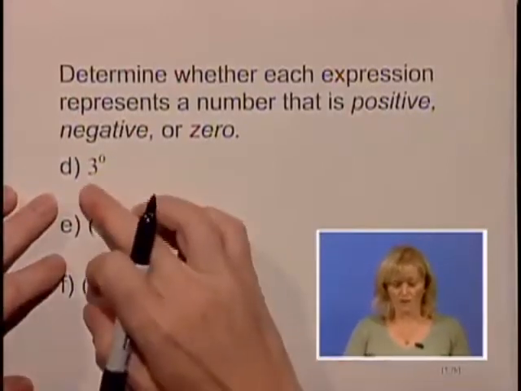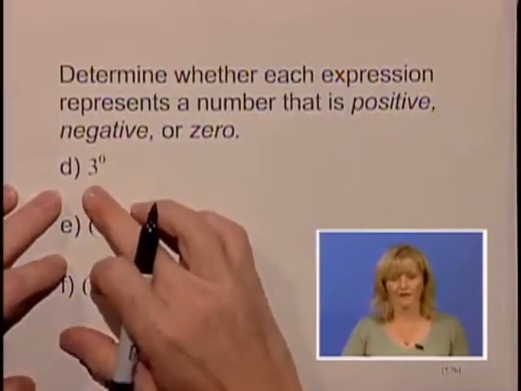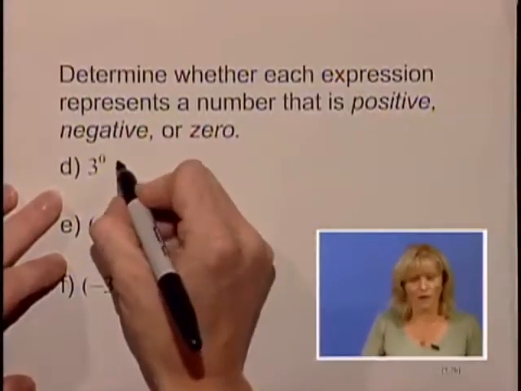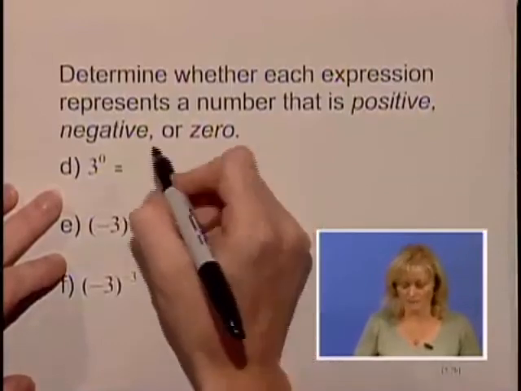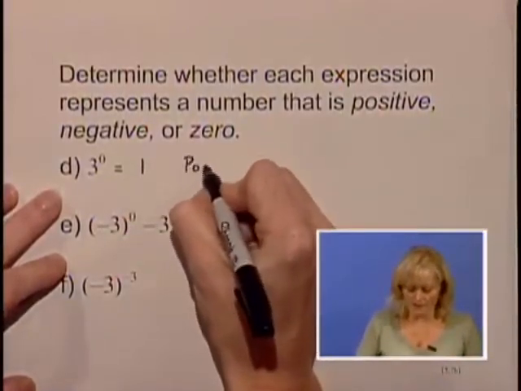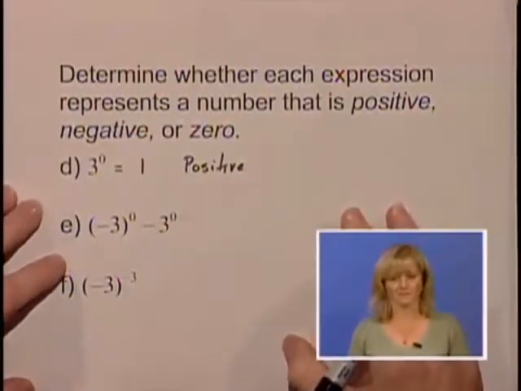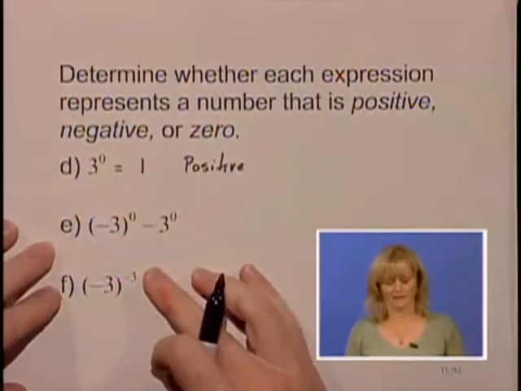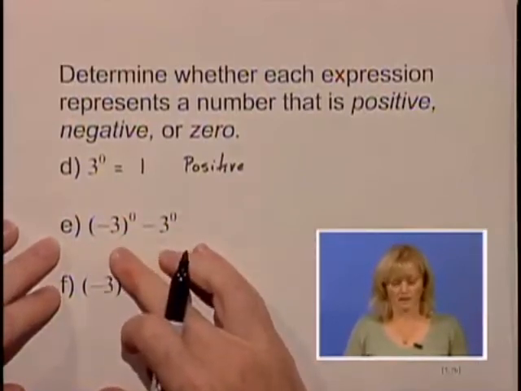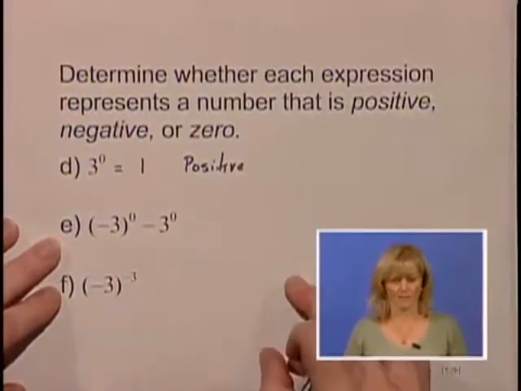Part D, 3 to the 0 power. By definition, any value raised to the 0 power can be simplified to the value of 1. We'll label that a positive number.